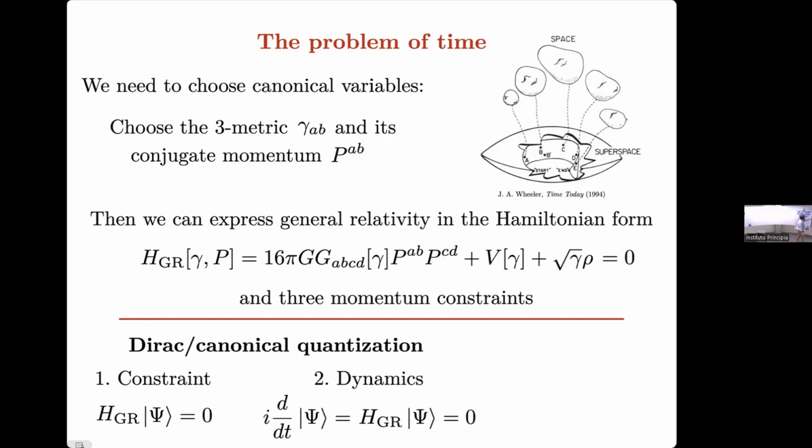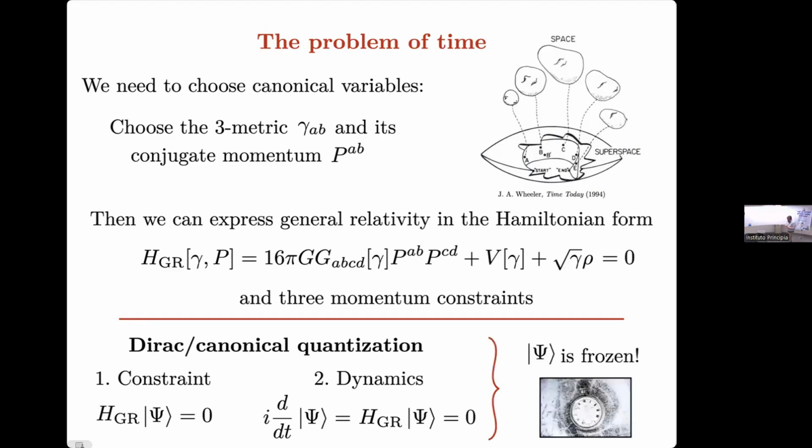We might postulate the dynamics and say, well, the Hamiltonian is supposed to generate time evolution, but if our physical states are constrained to be annihilated by it, they don't actually evolve in time. You get one aspect of what's known as the problem of time: your physical states are frozen. So the question is, how do you recover this notion of dynamics that we're all familiar with?